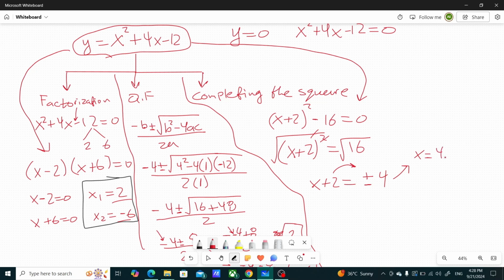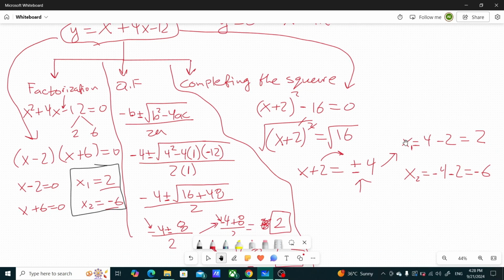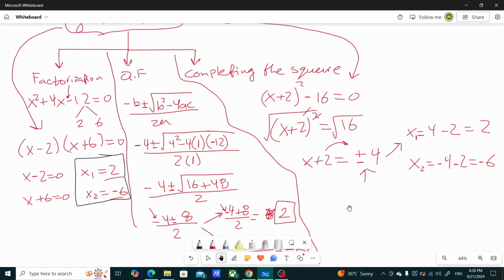One time I will have a plus 4, and then moving the 2 to the other side is going to become minus 2. This is going to give me an answer of 2, and this is for x1. And for x2, I'm going to have the second option, which is a minus 4. After moving the 2 to the other side, it's also minus 2, so this is going to give me a minus 6. This shows that my answers are the same for both approaches.